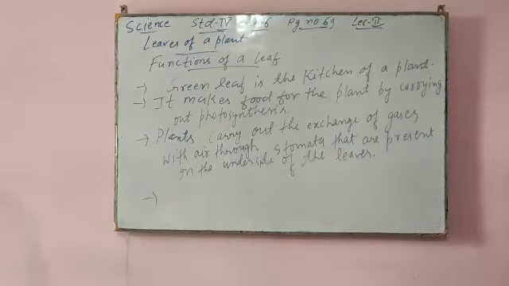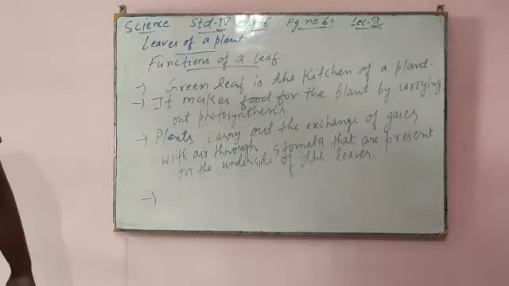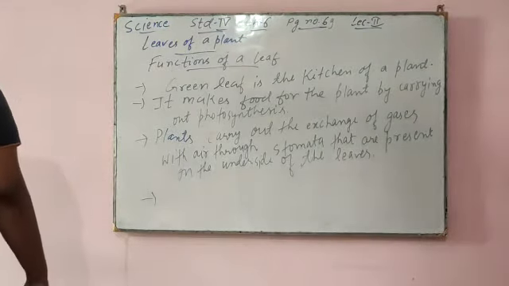Okay, now the next point. Some plants have leaves that are modified to store food, for example onion, and even to catch insects for food, like the pitcher plant.